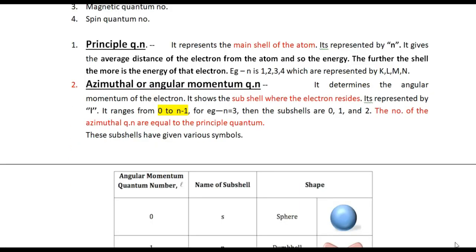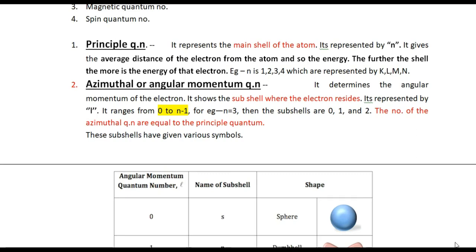The second quantum number is the azimuthal or angular momentum quantum number. It determines the angular momentum of the electron. Angular momentum, we all know, is mvr, the momentum in circular orbits. It shows the subshell where the electron resides. It's a type of hierarchy: shell, subshells, and orbitals. It's represented by the symbol l.